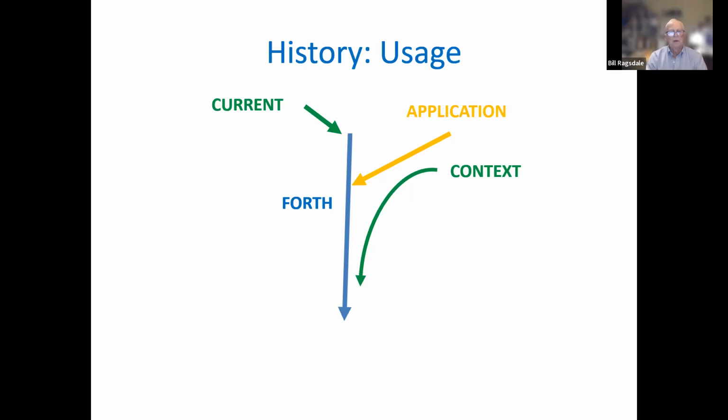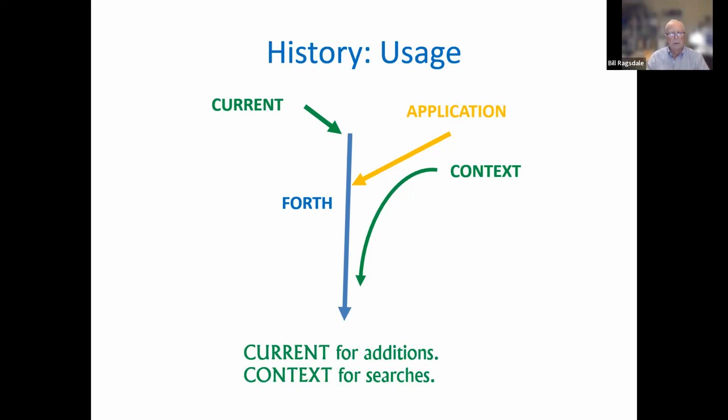A second search pattern is set up by the word current, and it specifies the point at which words will be added. So in this case, new words will be added at the top of the fourth vocabulary. And if I remember right, the older search pattern actually looked for both search the context and the current vocabulary. So you had two ways to set up your search order, and that was it. Remember, current for additions, context for searches.